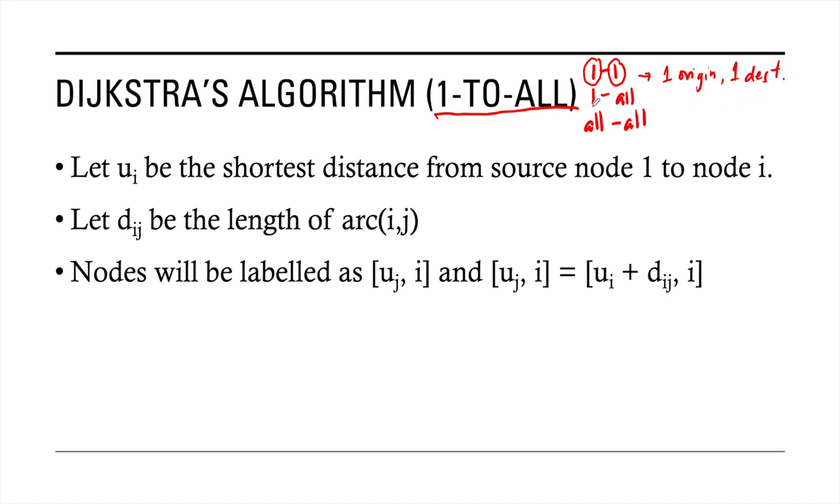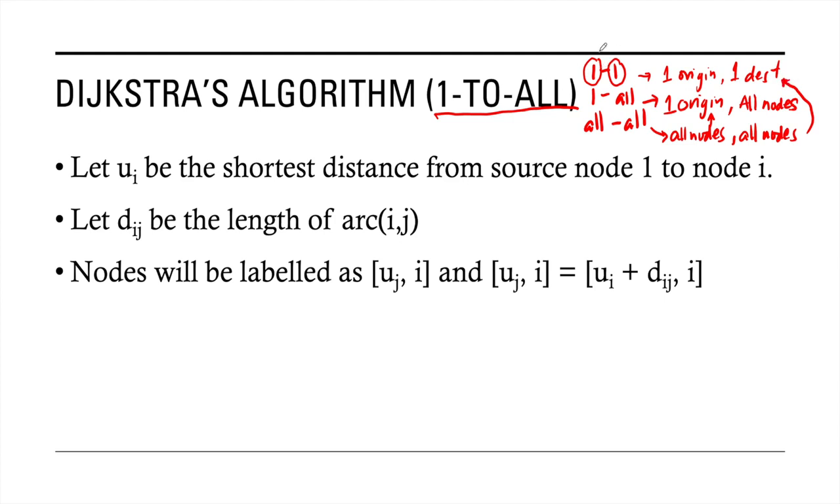On the other hand, if your algorithm is one-to-all, this means you set one node to be the origin and you can look for the shortest path from this particular origin to all the other nodes as your destinations. And if an algorithm is all-to-all, then you can set all nodes to be your origin and all nodes also to be your destination.